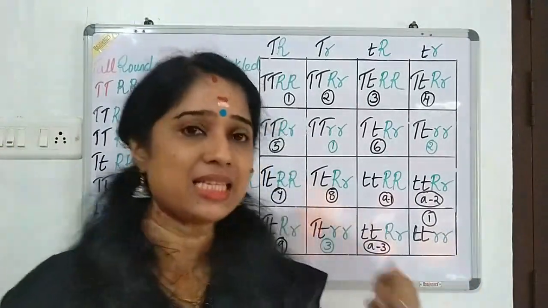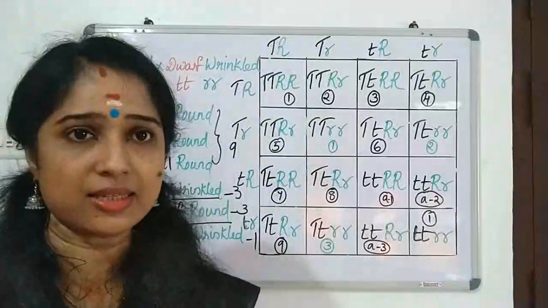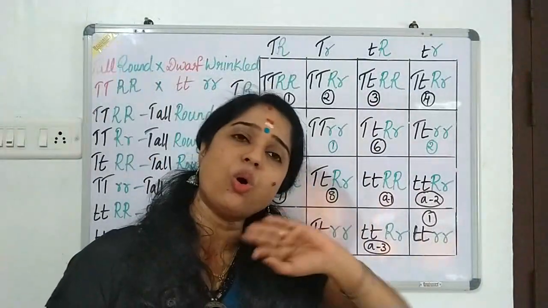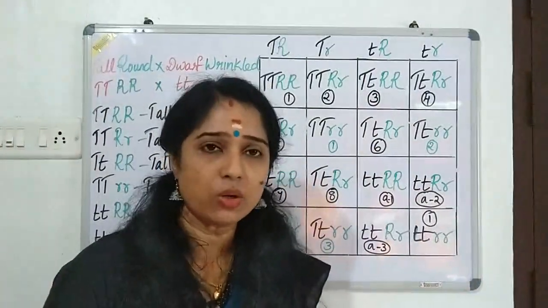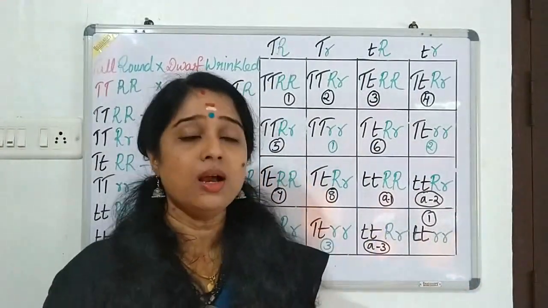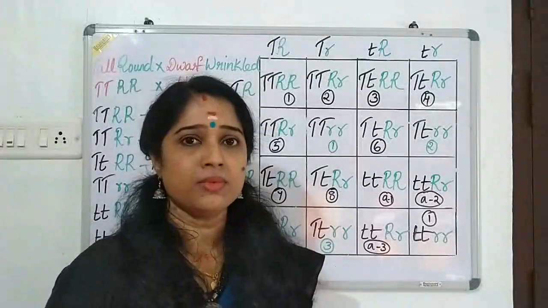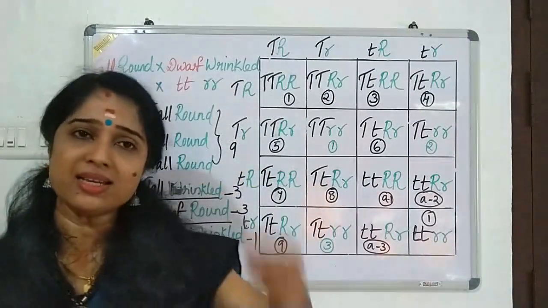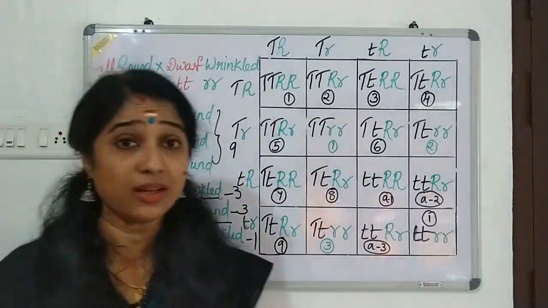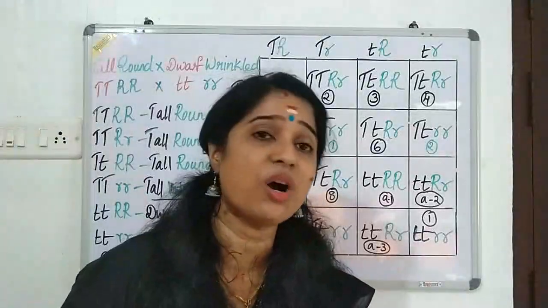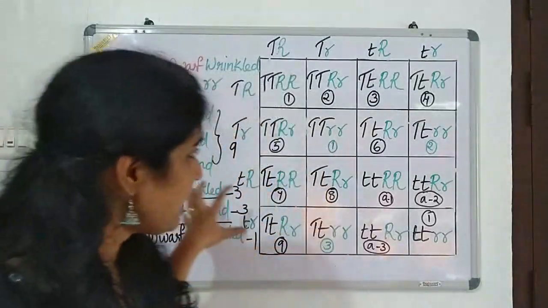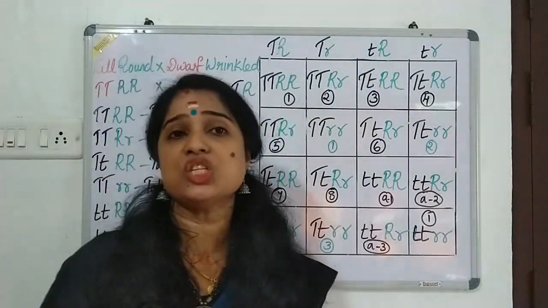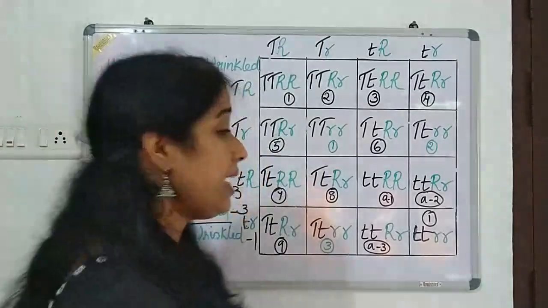But in this case, as he crossed 2 pairs of characters, in the first generation, he got all dominant only. That's here, tall and round. But in the second generation, he was so surprised to see that he received another 2 varieties. What are they? Tall, wrinkled and dwarf, round. From this, he put forward a law, that is law of independent assortment.